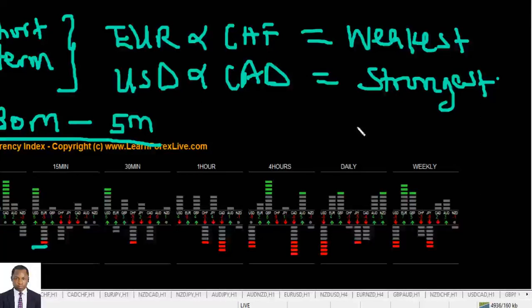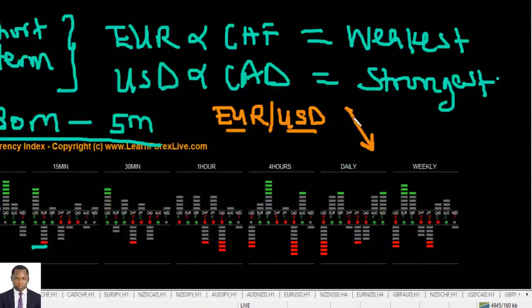That means if you are looking at the euro against the American dollar right now, anything between the 5 minutes to the 30 minutes time frame, since the American dollar is stronger than the euro, you are going to see price pushing to the downside. That's in the very short term. The directional bias based on the forex currency index is to the downside. The euro is weaker than the American dollar, which means the American dollar is quite stronger.